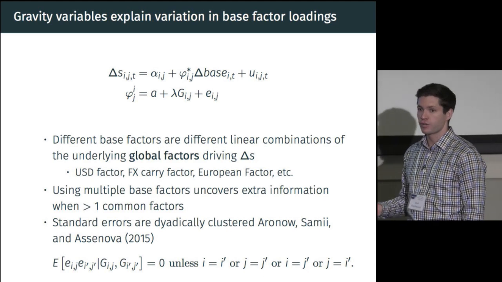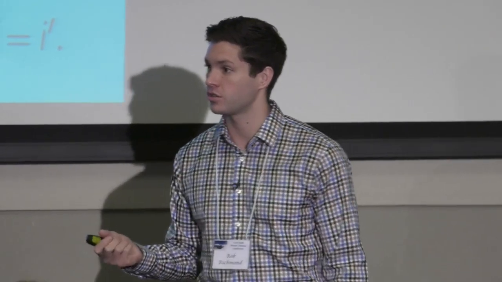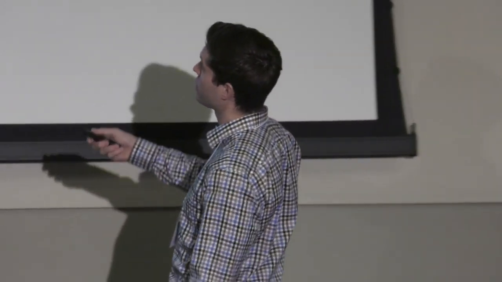This actually will uncover additional information about exposures to global factors as long as there is more than one global factor which drives marginal utility growth across countries. If there's only one global factor, then there's no reason to undertake this exercise. If there's one global factor, you can look at exposures with respect to the US dollar base factor and uncover all of the information. If there's more than one global factor, which from prior literature we know is the case, for example, the US dollar factor, the carry factor, or you could potentially have other global factors or other regional factors, what we uncover is additional information.